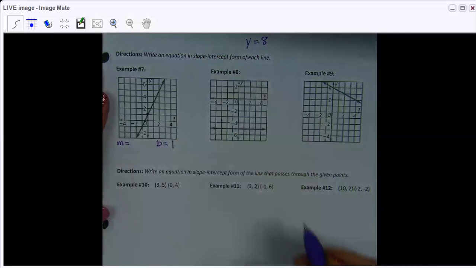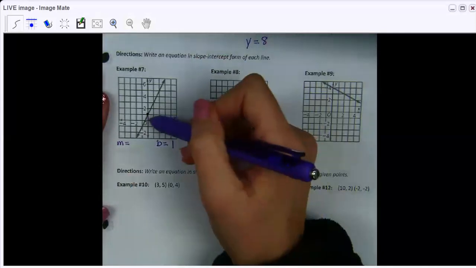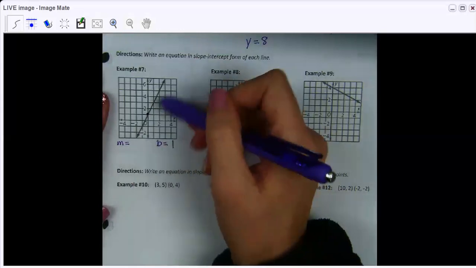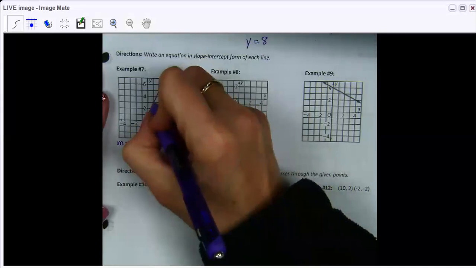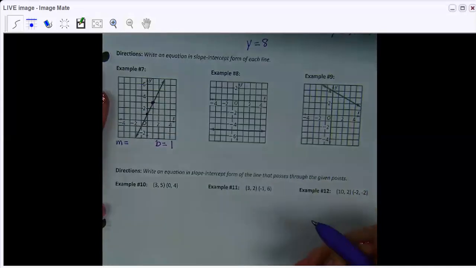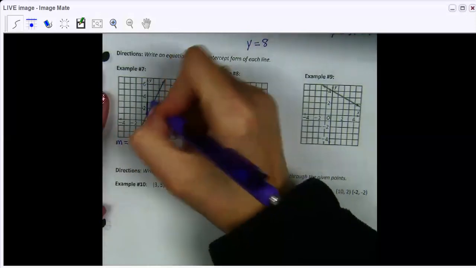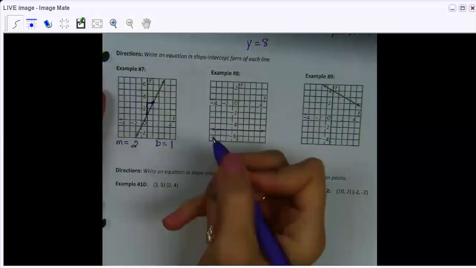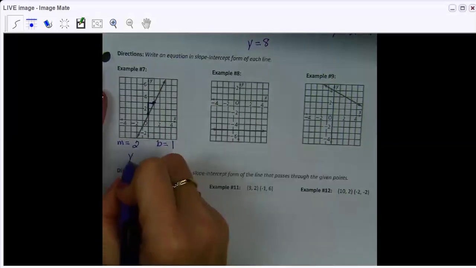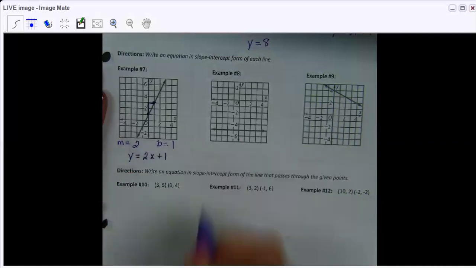Then the next thing that I want to do, I can plot a point at the y-intercept, and then I need to plot another point somewhere along the line where it crosses an intersection. So I'm going to choose this right here. It's the closest one. And then I'm going to use rise over run to find my slope. So I'm rising 2 and running 1. So my slope is 2. So then that means my equation is y equals 2x plus 1.